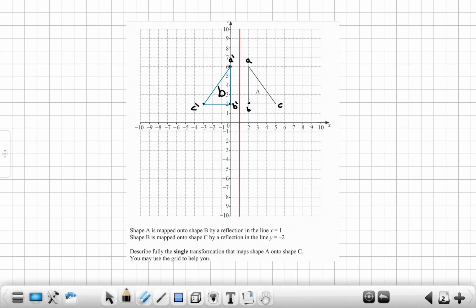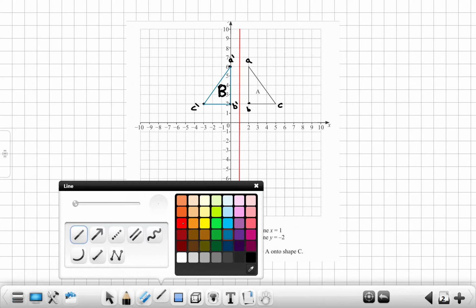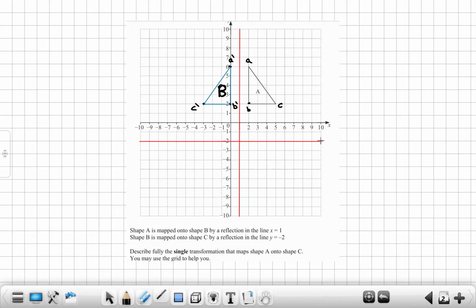All right, but they told you then that B is reflected again. Shape B is mapped onto shape C by a reflection in the line y equals -2. Then you need to draw y equals -2. This is the mirror line. Reflected through this, I need to draw the new reflection, which is shape C.